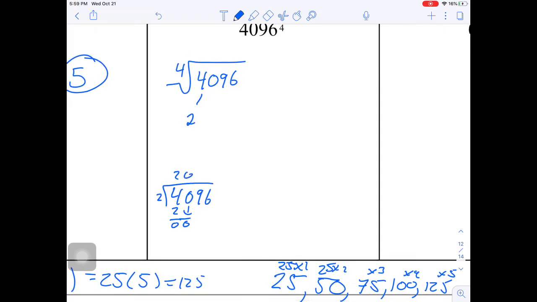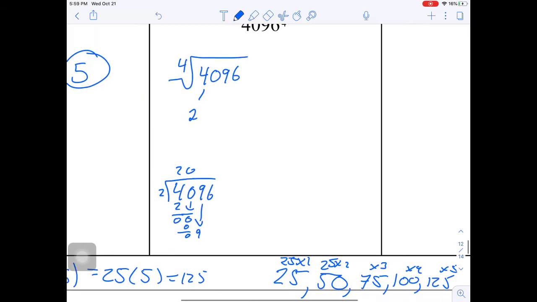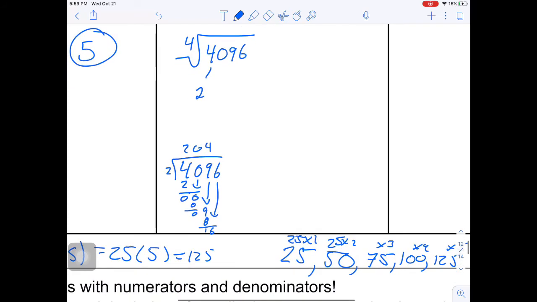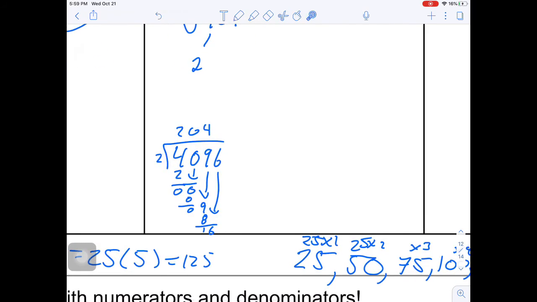Okay, so this becomes 0 here and 9. So how many times does 2 go into 9? Well, that goes into 9 4 times. 2 times 4 is 8, and then subtract, and that gives me 1. Drop our 6, so that's 16. How many times does 2 go into 16? That goes into it 8 times. So this will be 16, and that's 0.